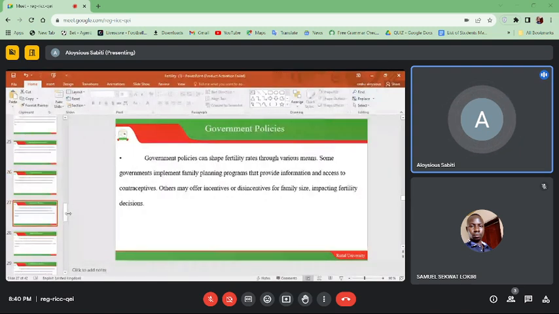So we also look at government policy, and others may offer incentives or disincentives to family sizes. So, for example, the Chinese one-child policy, where they offered people incentives, but also they put stringent measures, and those are how some of the government policies can influence. But also, some policies we see in Africa include that there are policies that are allowing young girls out of school that are below the age of, I think, 18 to start using contraceptives.